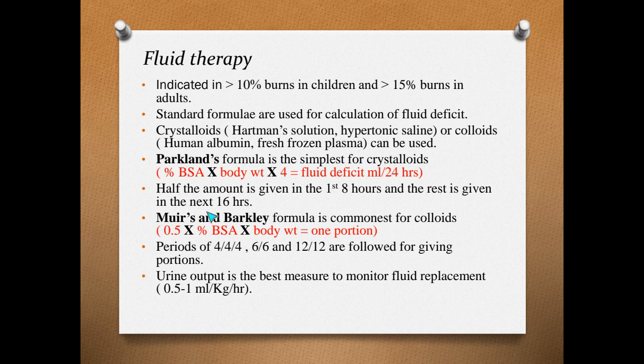Okay. The other formula which is used for the colloids is called Muir and Barclay formula. This formula is used for calculation of the fluid deficit which you want to replace with colloids like human albumin or fresh frozen plasma. Okay? And here we multiply 0.5 by the body surface area and body weight. And this is going to give us what is called a portion. One portion. It's not the total fluid deficit in 24 hours like the previous formula. Okay?